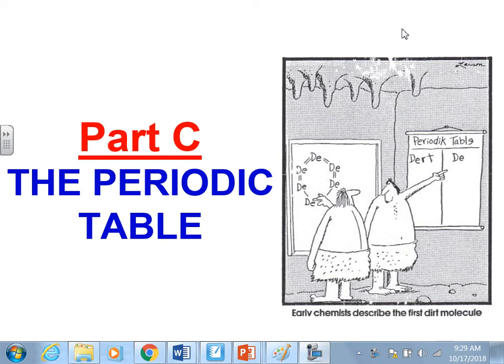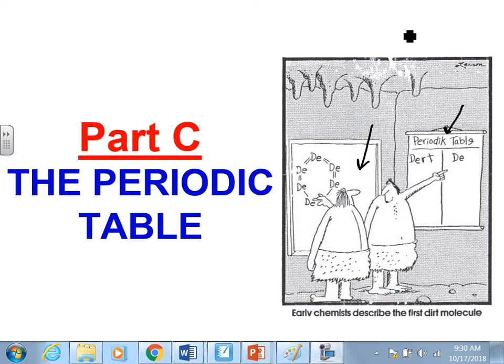In this unit, which is Part C of the notes, we'll talk about the periodic table, kind of the central document of chemistry. And here you see some old, early chemists trying to figure out what the molecules would look like and put together a little periodic table. The periodic table was put together quite a while ago, or at least the beginnings of it, back in the 1800s, and we'll introduce to you how it was put together and why it was put together in that form.